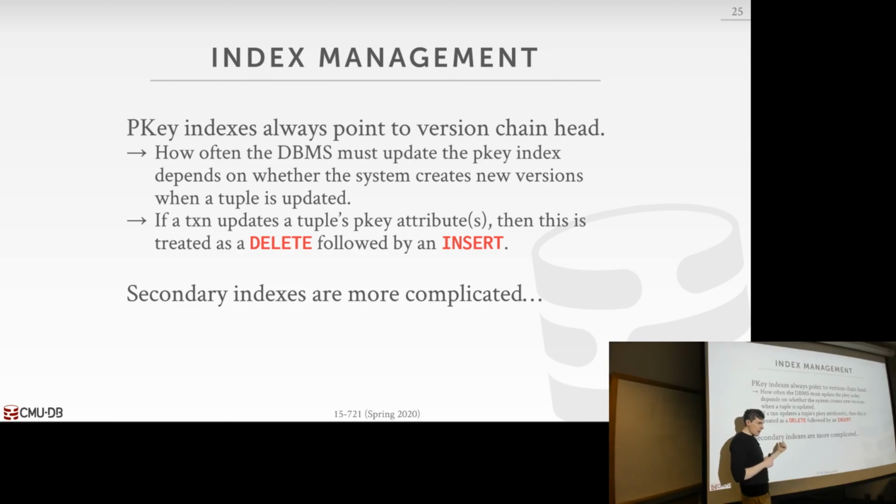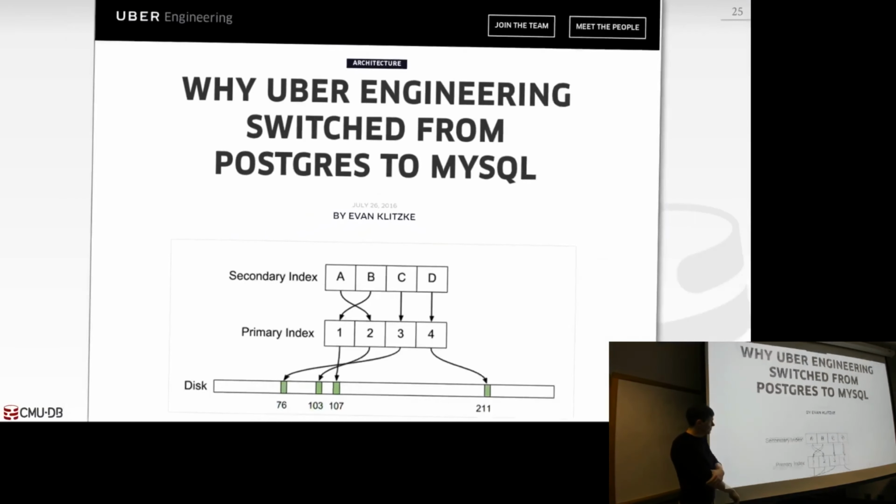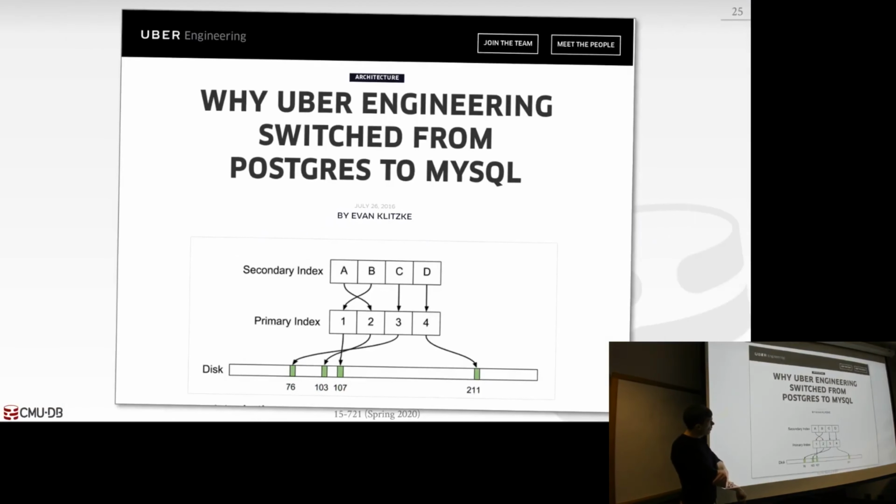Secondary indexes are more complicated because, as I already said before, depending on whether we're pointing to the version chain or not, every single time we create a new version, that could get really expensive. And there's this great blog article that came out exactly when we were writing this paper from Uber, and it talks about their journey from going from Postgres to MySQL.